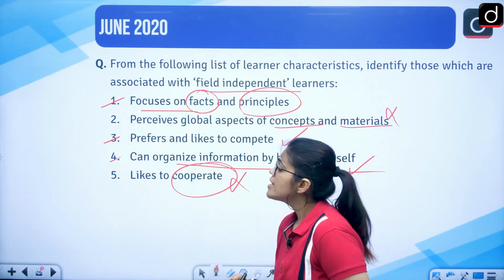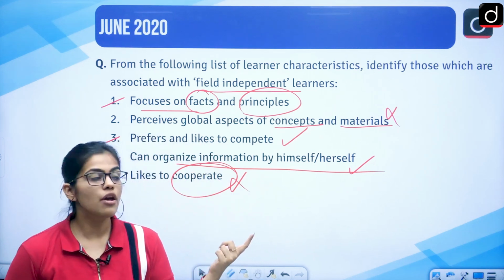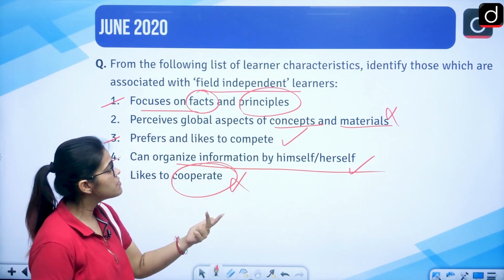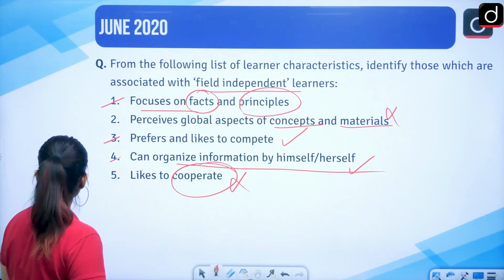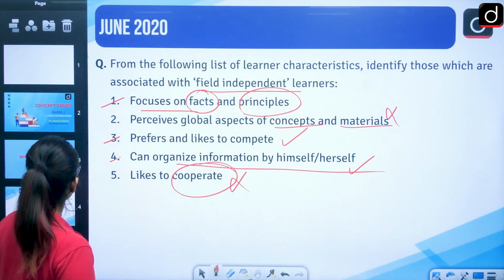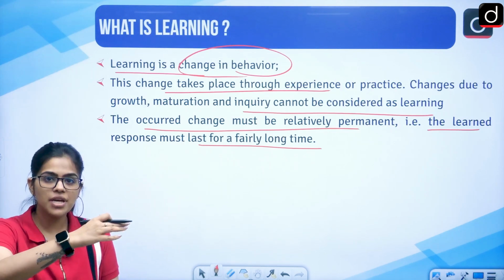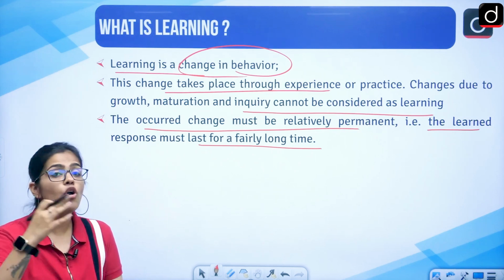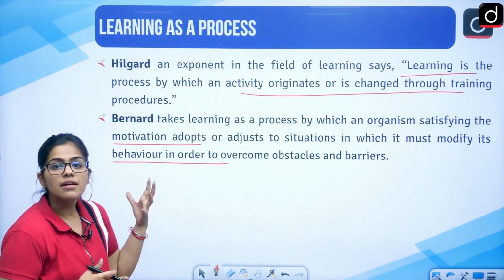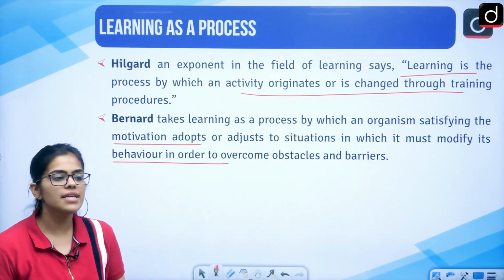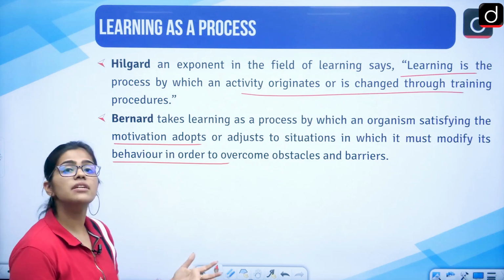These are the learners who like to compete. They like to have the solution on their own. They are focused on facts and principles and they can organize the information on their own. Let us quickly revise what we did. We discussed different learnings and what learning is. First of all, learning is a change, that is behavioral change, and it is happening for a longer period of time. Also, it is relatively permanent in nature. There are different theorists who said that learning is an art, learning is a science, just as teaching is an art and a science. Then we have Howard Gardner also.